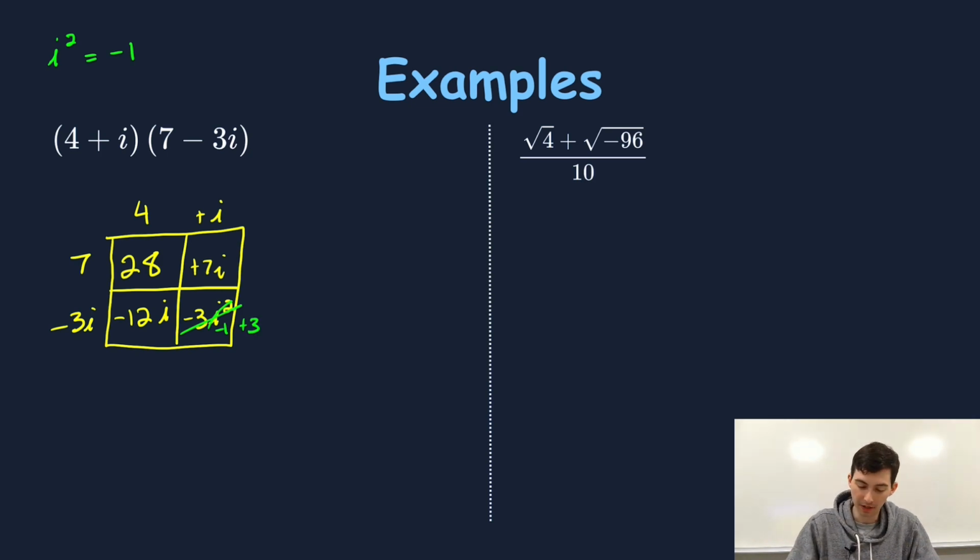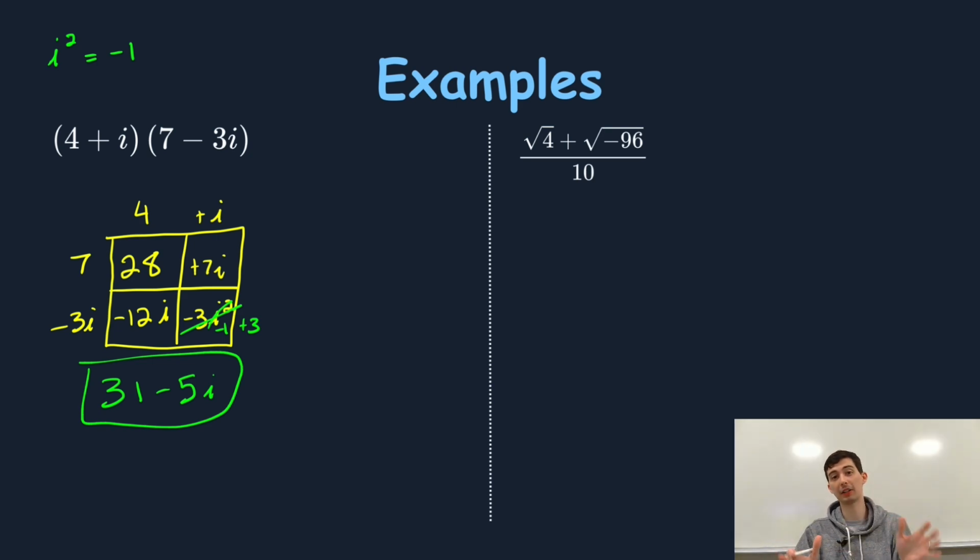And now we can combine our diagonals here since both of those are like terms. So 28 plus 3 would give me 31. And then negative 12i plus 7i would give me a negative 5i. So again, i's are exactly the same as any other variable until you get i squared. Then we change it to a negative 1. And I multiplied this negative 3 times negative 1 to get a positive 3.